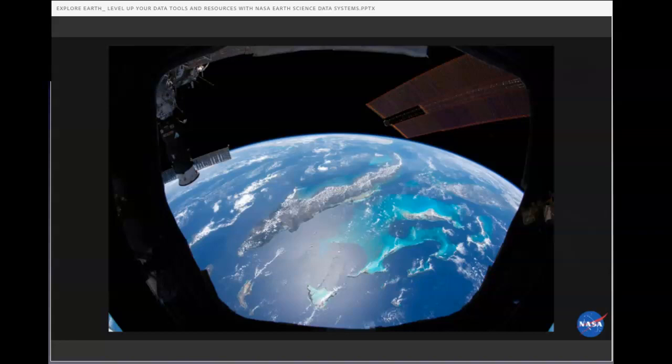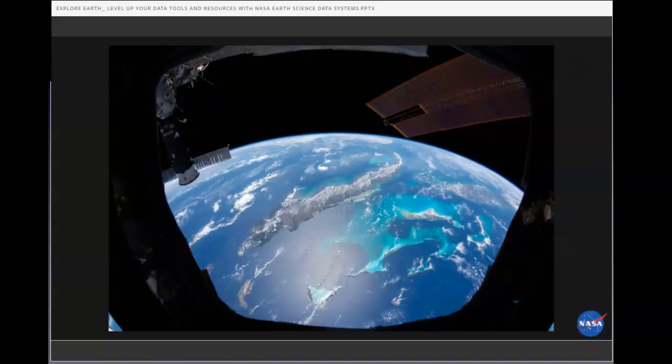So this is a beautiful shot of the Caribbean from the vantage point of the International Space Station. And this is just one of many platforms that NASA uses to collect data about the Earth. I know this group knows that NASA collects data about Earth. But generally, when you talk to kids, they think about human exploration or planetary exploration. They don't think about exploration of our own planet.